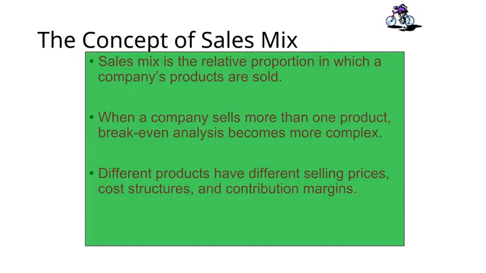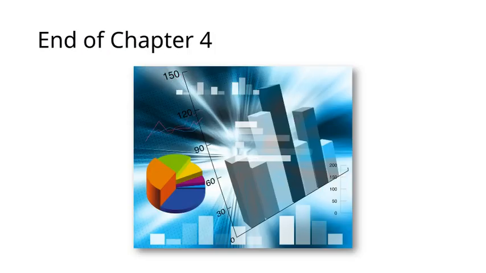When a company sells more than one product, break-even analyses become more complex because of the relative mix of the products sold. Different products will have different selling prices, cost structures, and contribution margins. End of Chapter 4.